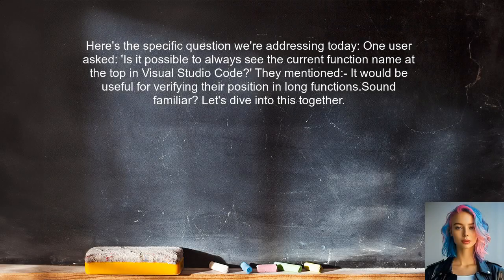Here's the specific question we're addressing today. One user asked, is it possible to always see the current function name at the top in Visual Studio Code? They mentioned that it would be incredibly useful for verifying their position in long functions. Sound familiar? Let's dive into this together.